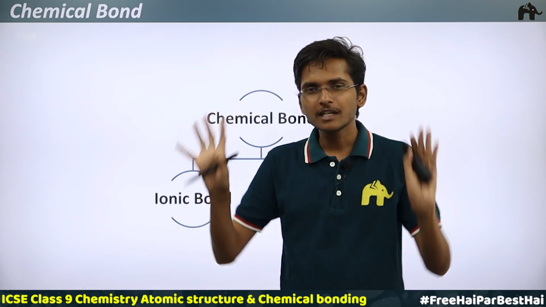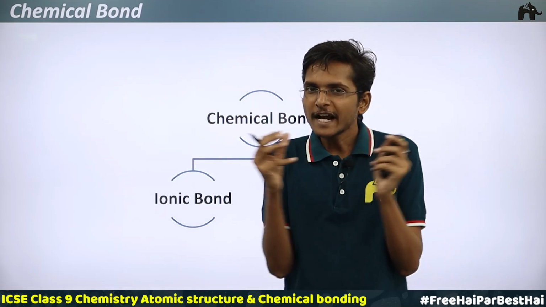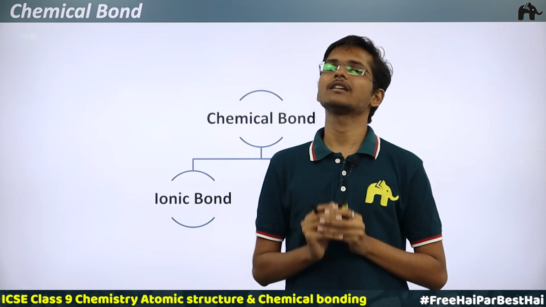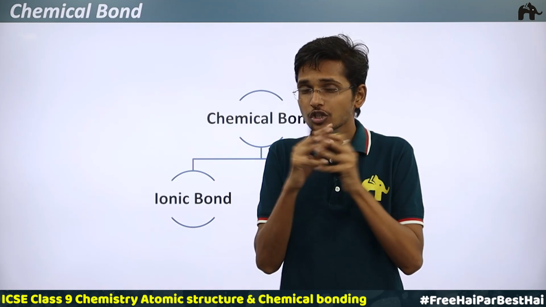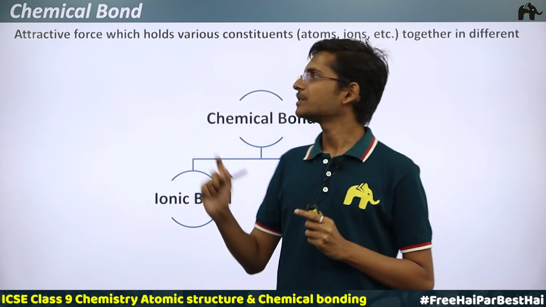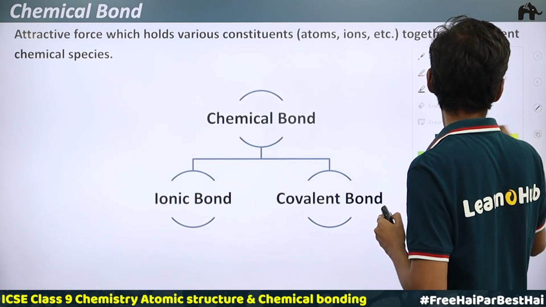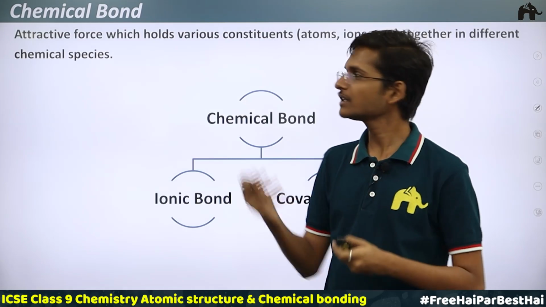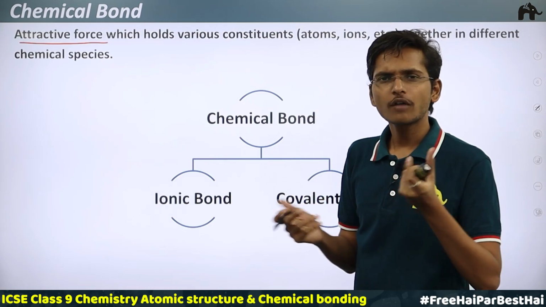So in chemical species, between the atoms or ions, if that force of attraction, that affection, is present, that affection we call a chemical bond. So a chemical bond is simply the force of attraction between the constituents in different chemical species. Force of attraction, right? The attractive force present between the constituents of the chemical species.